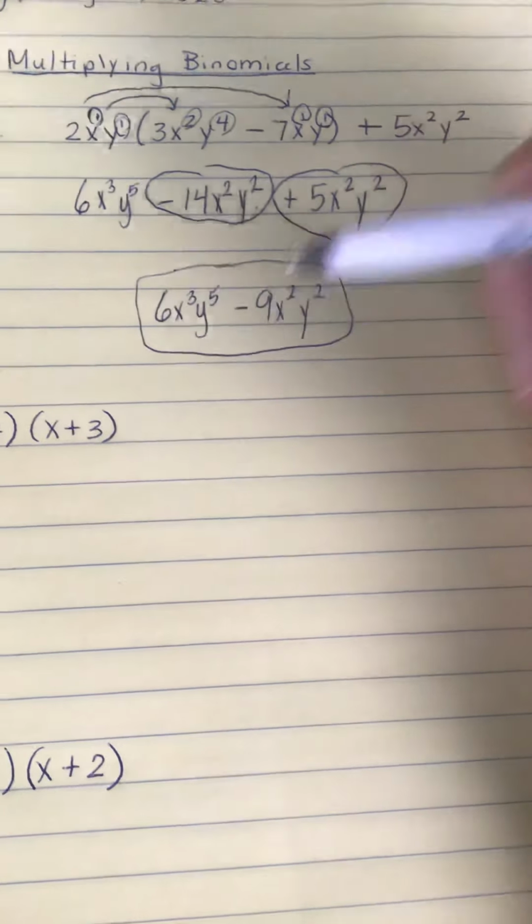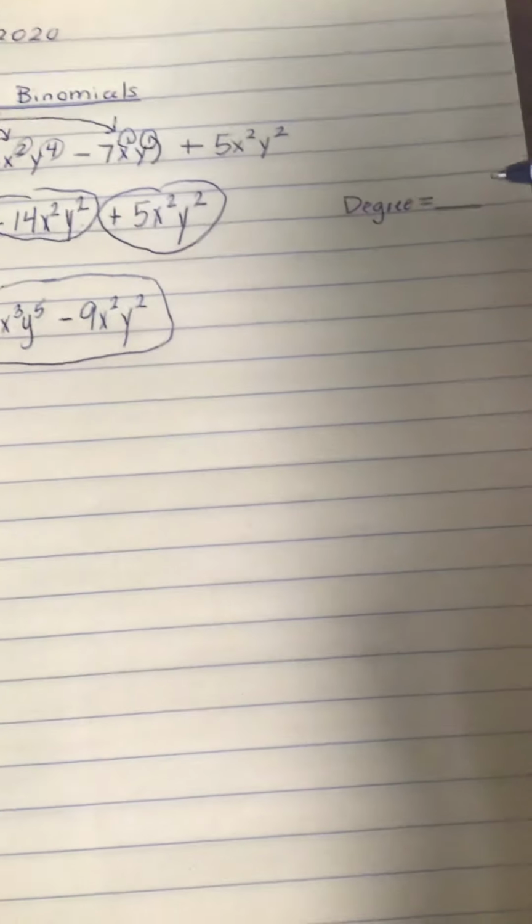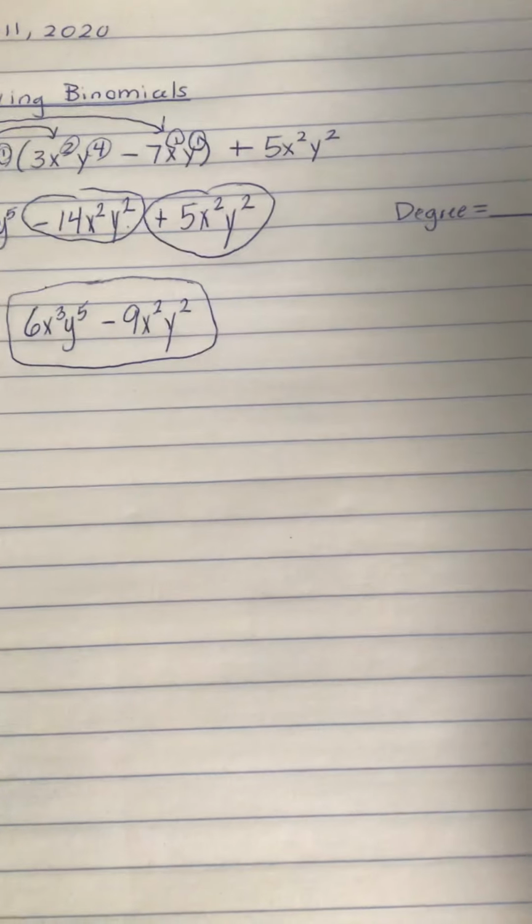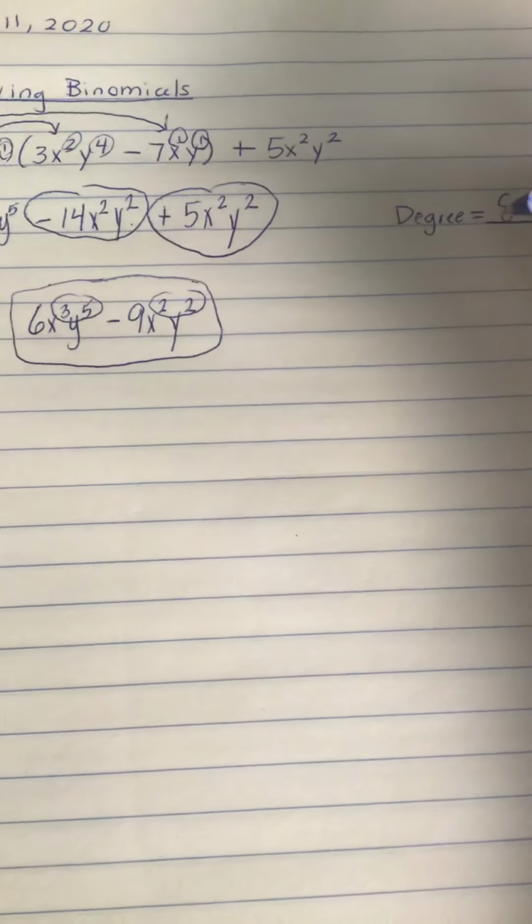This is a binomial. And now we're going to just write the degree. So pause and write the degree now. Okay, so your degree is either 8 or 4. When they're clustered, you add them, so that's 8 or 4. So the degree is 8.